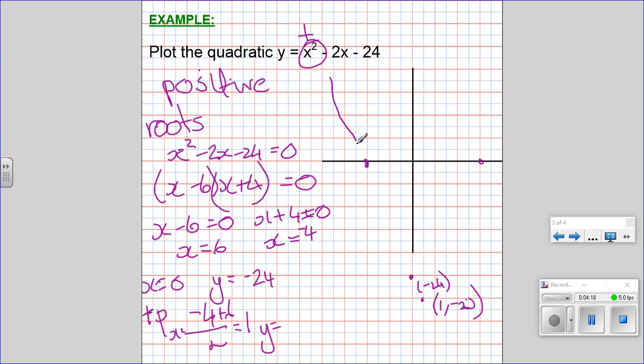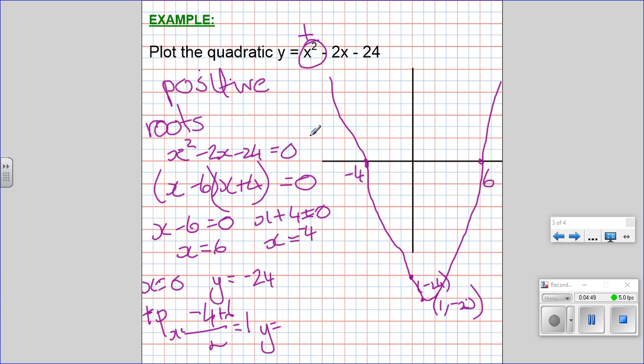I know the shape. It's going to go like this, down, hit that, and then go back up again. And please make sure yours is a better drawing than this. Okay, it needs to be nice and rounded and not so wiggly. And then just clearly annotating that this is negative 4 and that this is 6 is enough. That is our parabola. You know where the roots are, you know where the turning point is, you know where the y-intercept is, and you know that it's a positive graph.